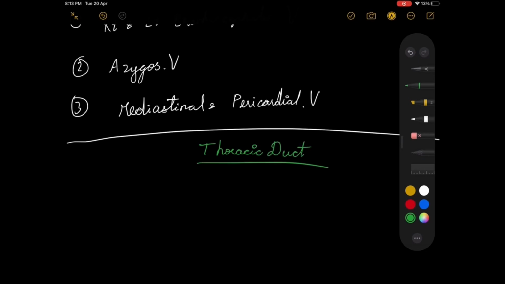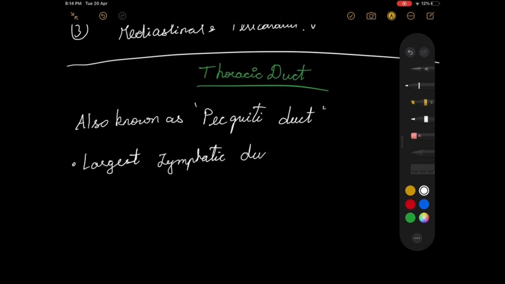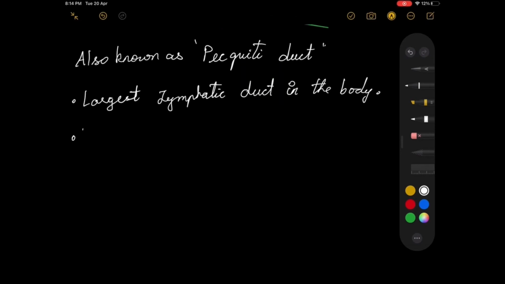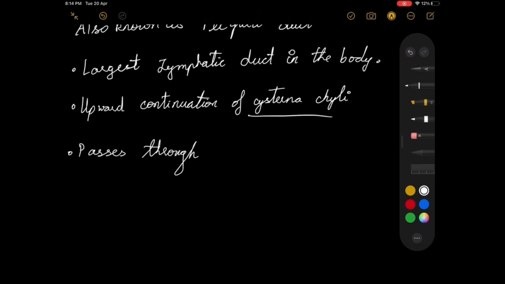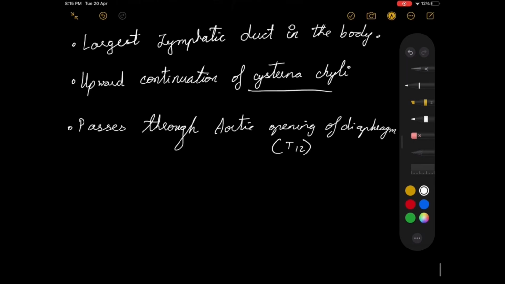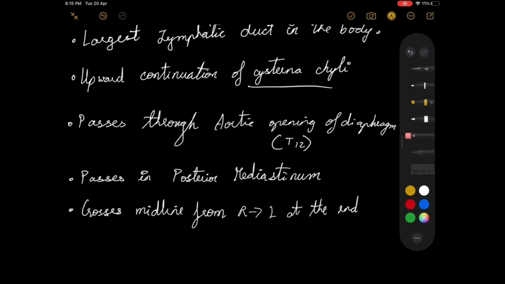And now moving on to the other tubular structure, that is the thoracic duct, also known as Pecquet's duct. The largest lymphatic duct in the body. It is the upward continuation of the cisterna chyli. It passes through one of the openings in the diaphragm, that is the aortic opening, present at the T12 level. It passes into the posterior mediastinum, crosses the midline from right to left at the level of the sternal angle, and passes into the superior mediastinum.